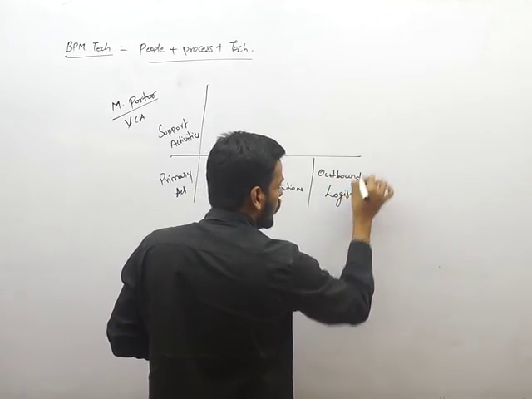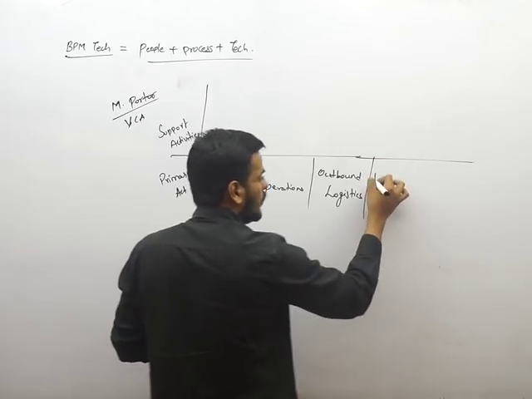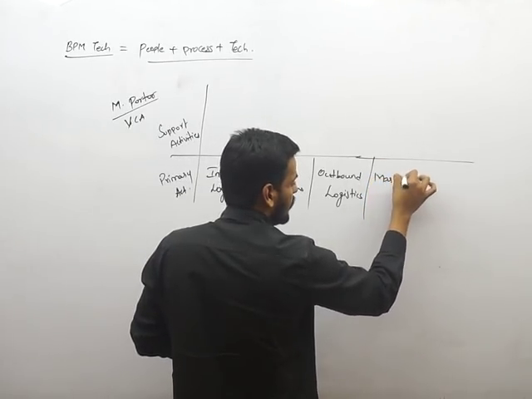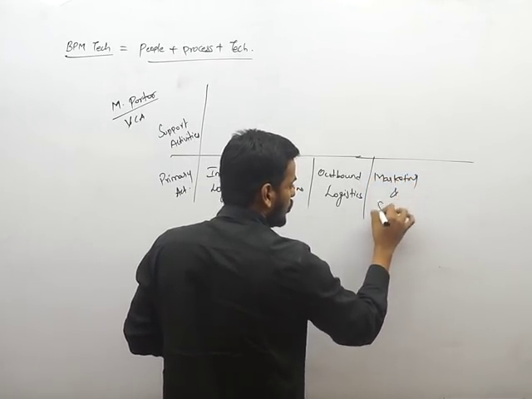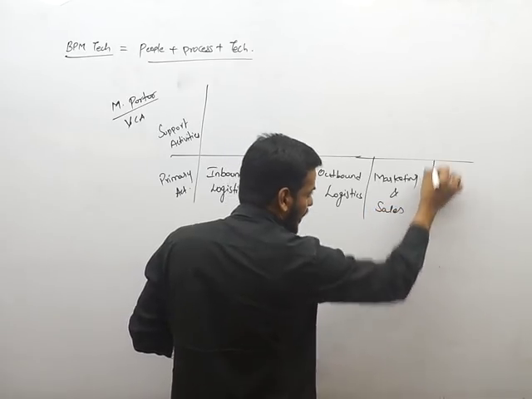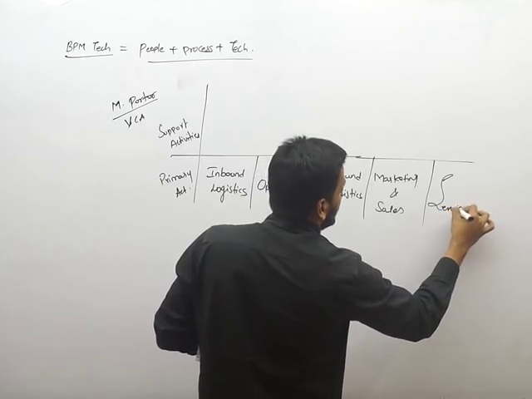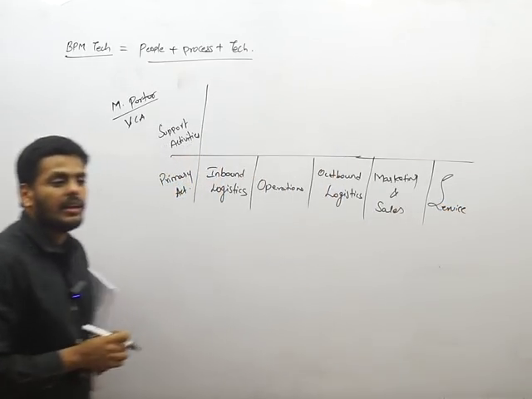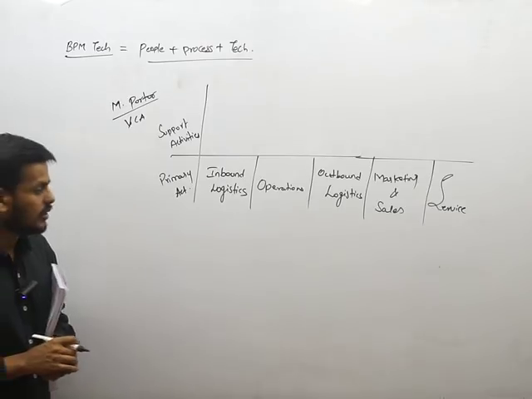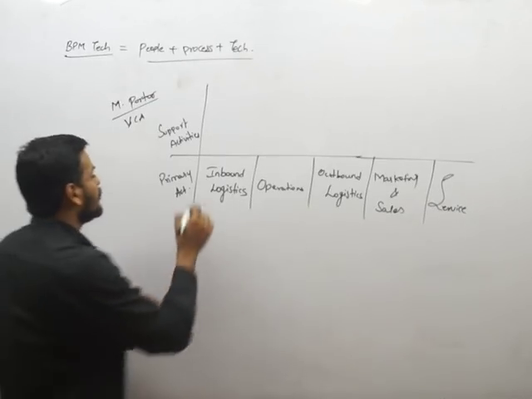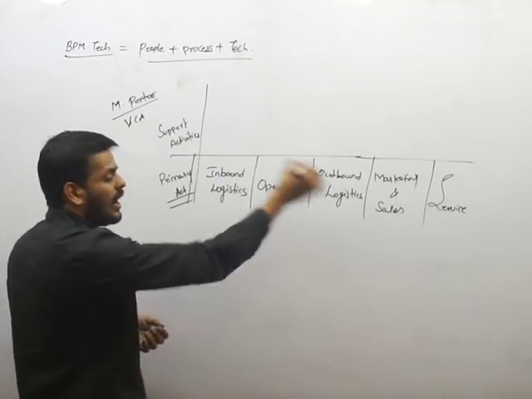But nobody knows what your goods are outside. Therefore, you have to do marketing. After doing marketing, you should go and do sales. Marketing and sales go hand in hand. And then of course, after marketing and sales, after-sales service is a very important thing, guys. You can't stop simply by selling. These five tasks, he classified as what? Primary activities.